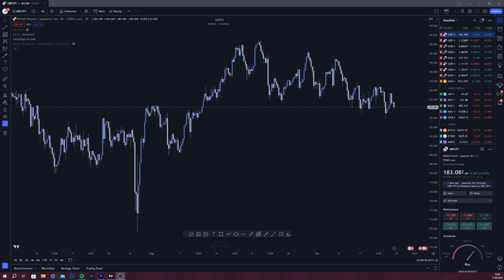Without further ado, I think we should jump into this breakdown, and I can just show you how I took this trade and why it was such a successful trade.